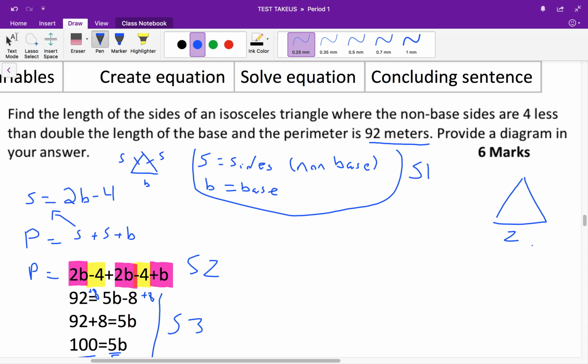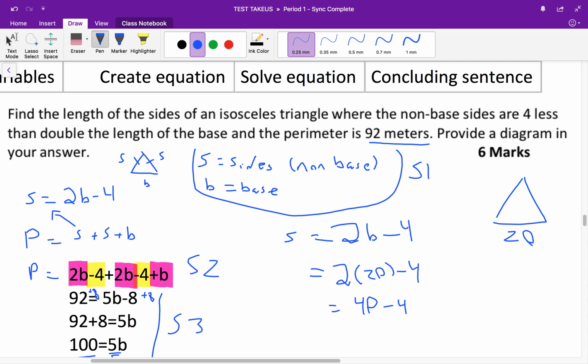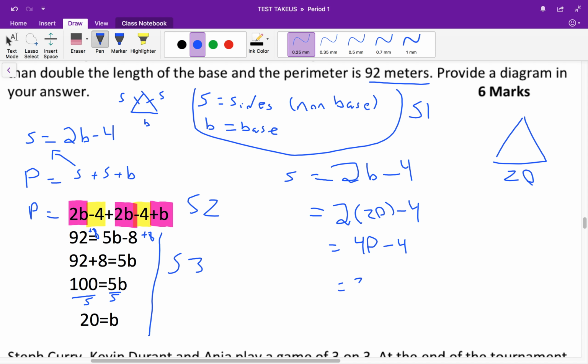So we know this is 20, and we know a side equals 2b minus 4. So this equals 2 times 20 minus 4, which is going to equal 40 minus 4, which equals 36. S equals 36. We know this side's 36, this side's 36.